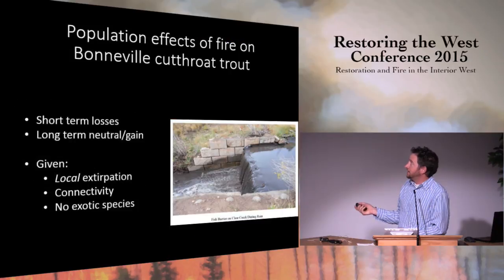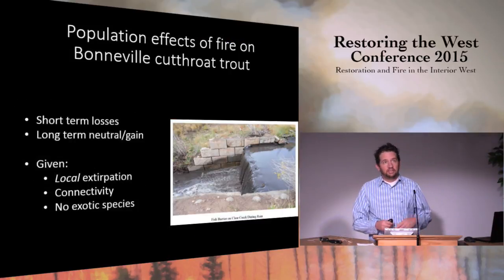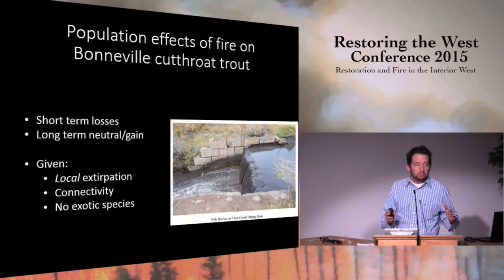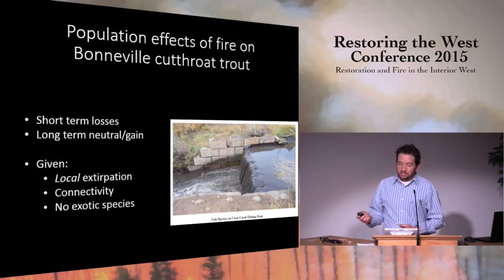So the population effects on Bonneville cutthroat trout, this is an ash flow that killed a significant proportion of the fish in my study site after a forest fire. So in the short term, we know that there are losses. But in the long term, we suspect that the incidence of fire is neutral or gain on Bonneville cutthroat trout populations. But that's given that they've only been locally extirpated from a portion of the watershed, and that there's connectivity for those fish to return, as well as they don't have to fight exotic species.